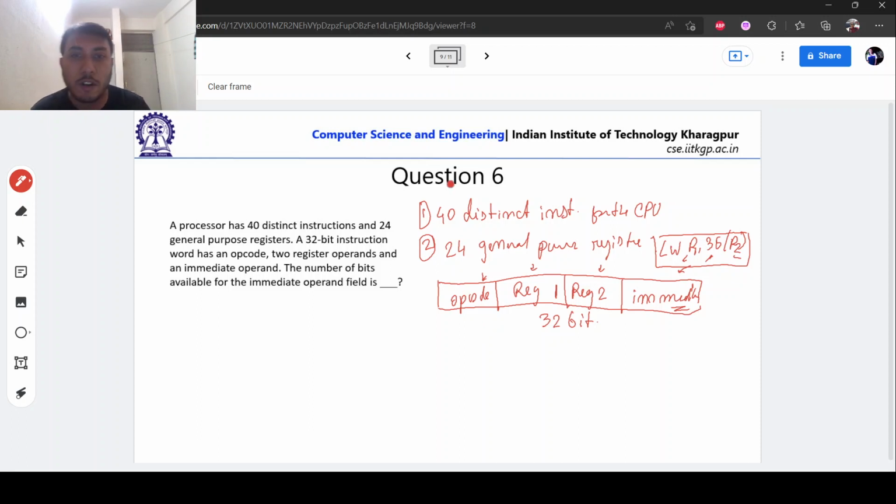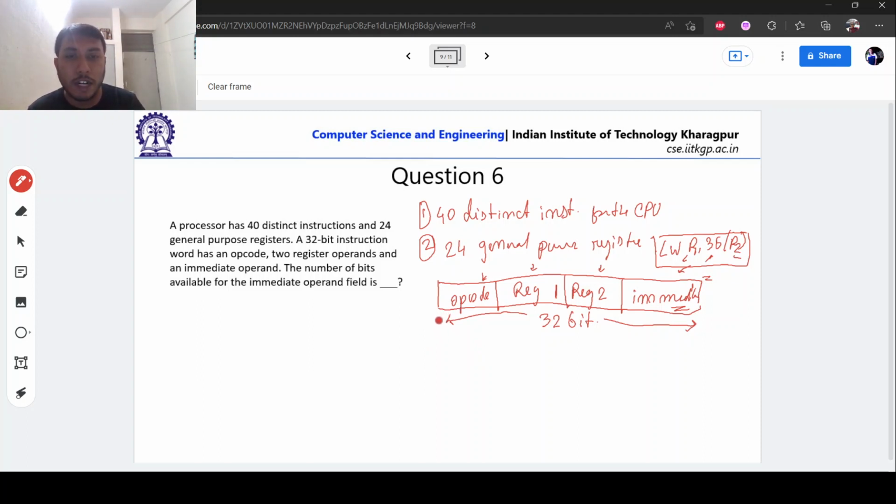It is said there are 40 distinct instructions and 24 general purpose registers, and that the total instruction is 32 bit. We need to find the number of bits available for the immediate operand field, that is, the number of bits that is left for this immediate field to represent it.